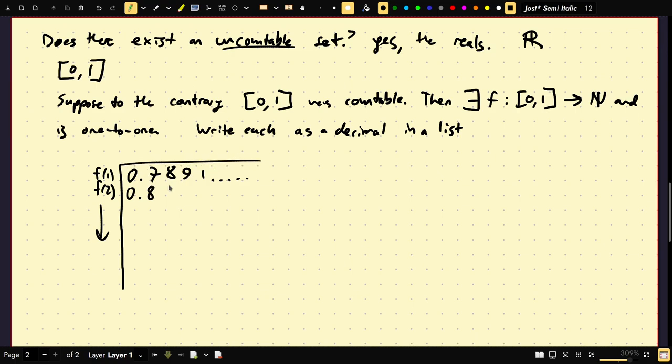This is 8, 2, 1... This is going to be, I don't know, 1, 1, 1, 1, 1, and this is going to be 0, 0, 0, 0, 3, whatever, right? Suppose that there is a way, suppose to the contrary, this function exists. Consider the diagonal. This is hence the name diagonalization. As a number.